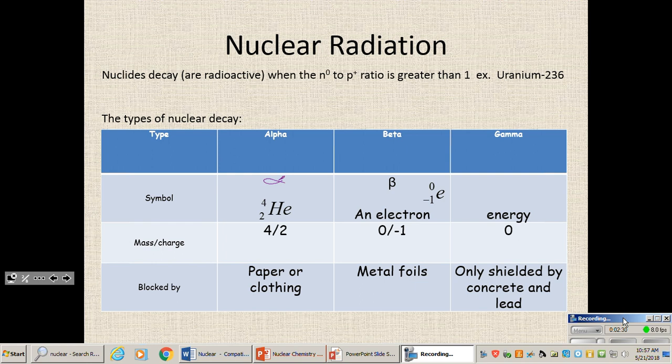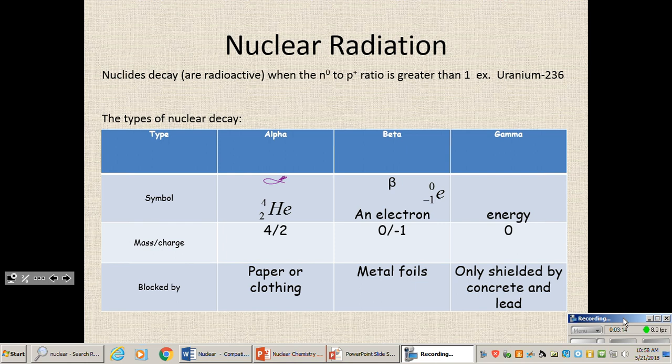Kind of looks like a little fish. Okay, that's not going very well. But it is a helium nucleus. So when a nuclide emits an alpha particle, the mass of the nuclide goes down by 4 atomic mass units, and the charge of the nucleus goes down by 2 protons. And that's how the mass number and the atomic number of the element can change, and therefore that nuclide can turn into a different type of nuclide, a different element altogether. So the mass and charge: 4 is the mass, 2 is the charge.